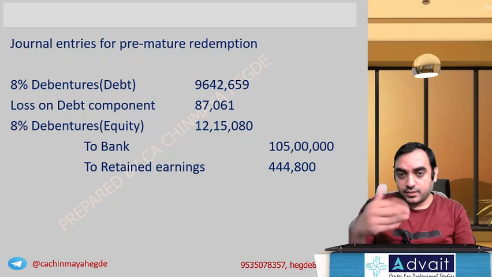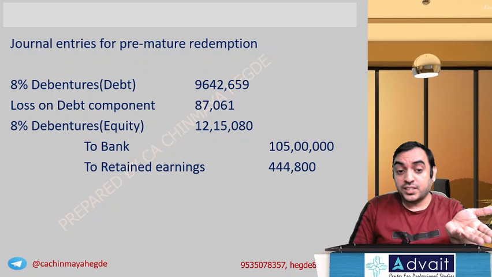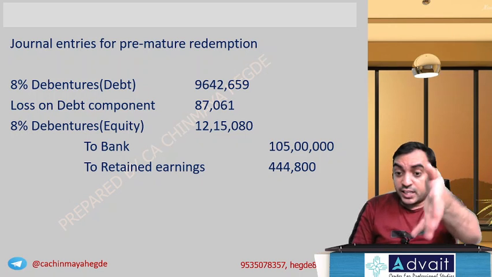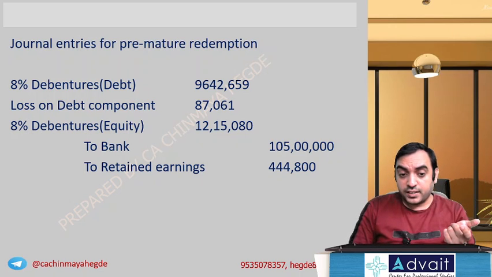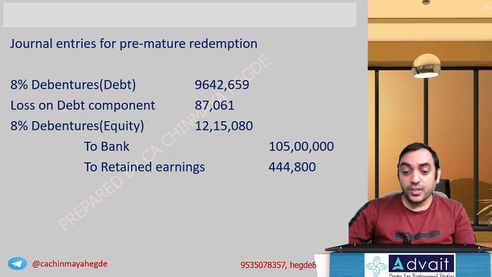See if the entry matches first of all. 9642 revised, resulting in loss of 87,061, which is 9729,720 our revised amount, plus 12 lakh 15,080 minus 105, 4 lakh 44,800. I'm passing one straight entry. You can also pass two separate entries, for debt component separately and equity component separately. That way also you can do it. That is left to your choice. I'm passing one compound entry. Go through it, if you have any doubts.